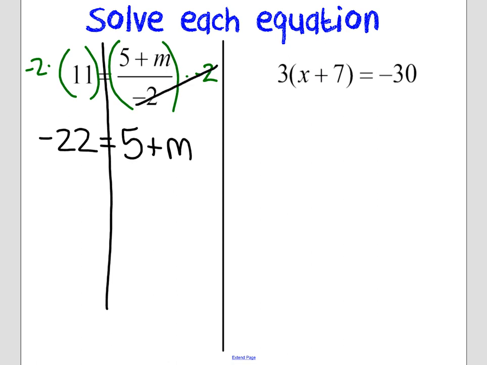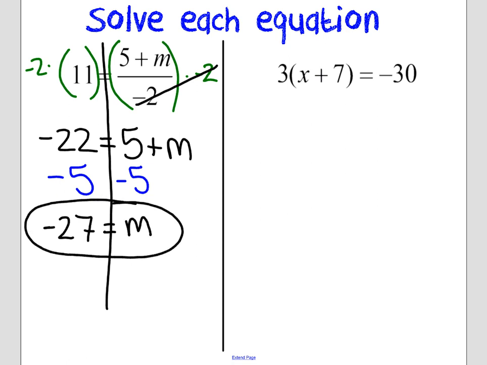Now, I need to get rid of that 5, so the opposite of a positive 5 is a -5. -22 minus 5 is -27. And I'm left with m on the right side. My variable is isolated, so I am all done with the problem.